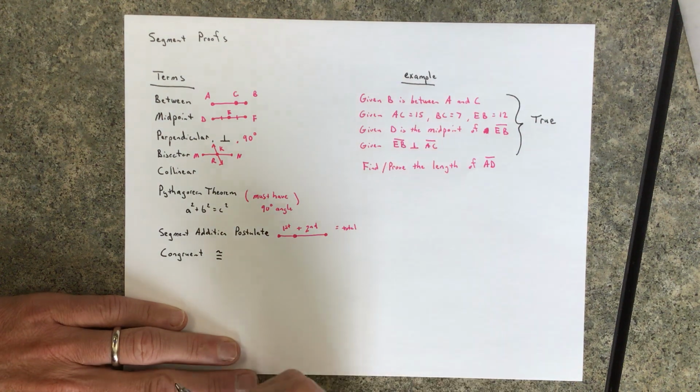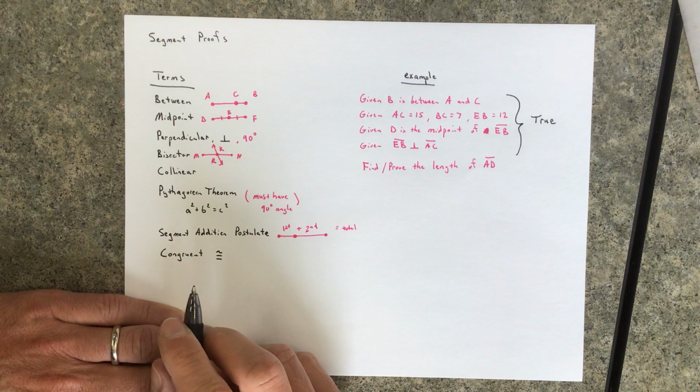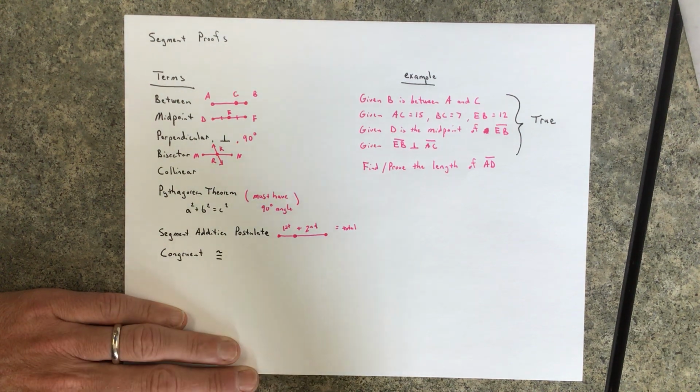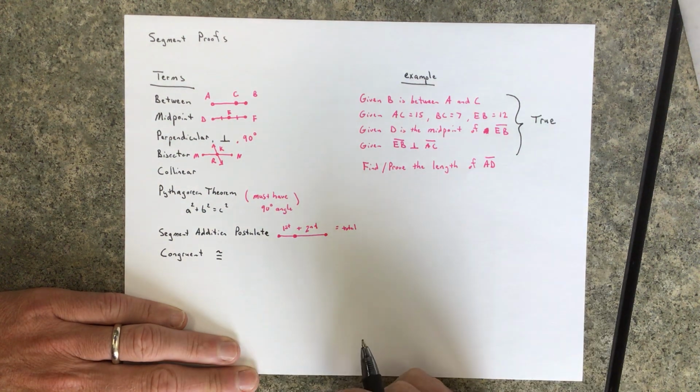On this one, you actually have to even draw a picture. So let's talk through this. You can do this in a paragraph. You can do this with picture and words. You can do this in a 2-column proof. Let's just go with a picture, and then let's give some reasonings here.